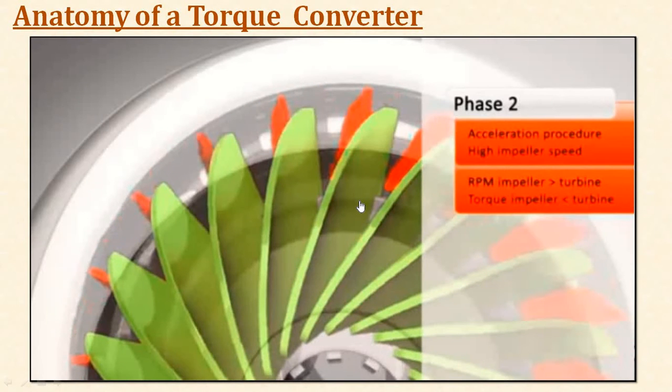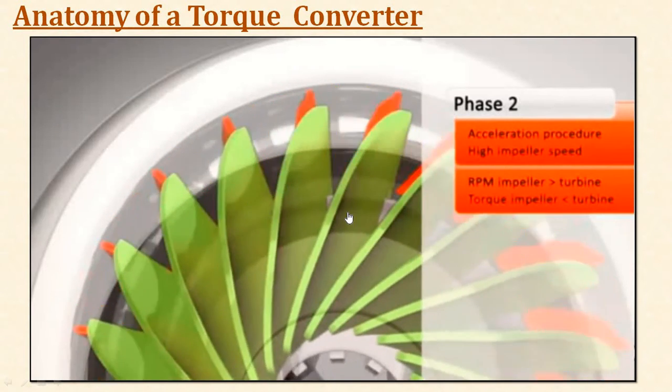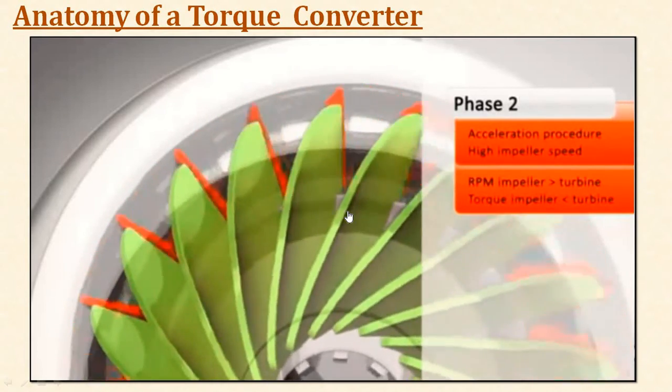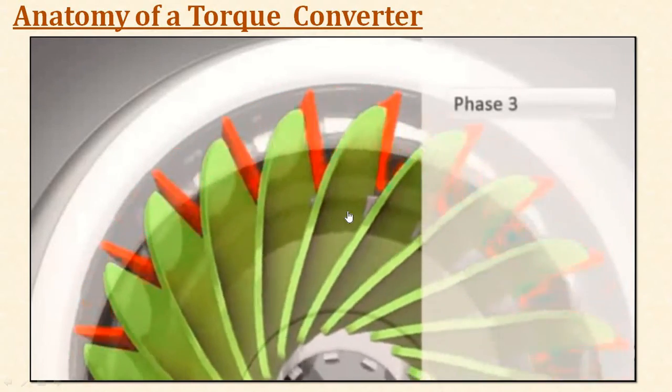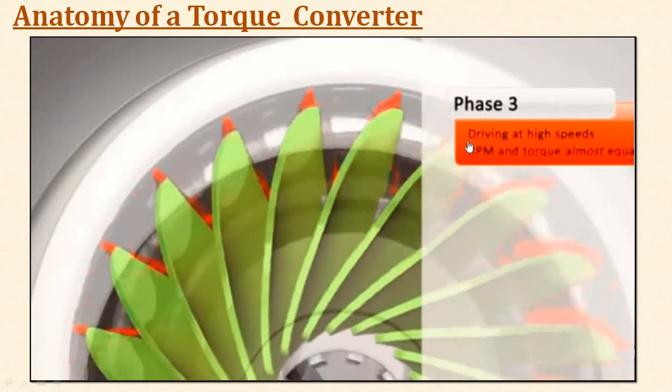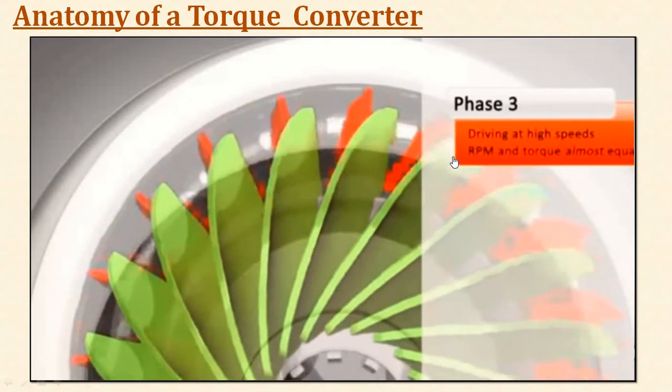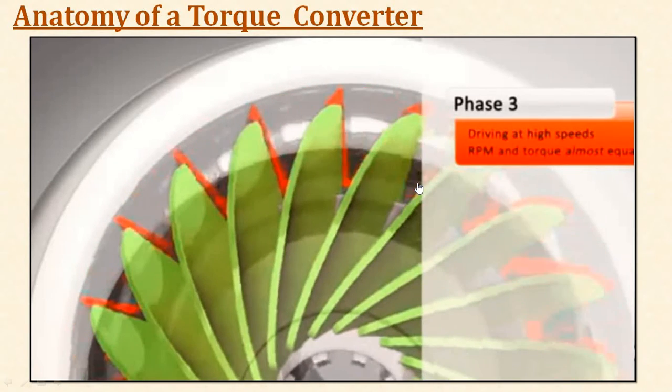A single stage torque converter is shown in this figure or animation. It consists of three main parts: the impeller, the driving member connected to the engine; the turbine, the driven member, which is connected to the road wheels through the transmission gears and drive lines; and the last one, the fixed stator. Phase 3 is driving at speeds where the RPM rotate at almost equal.